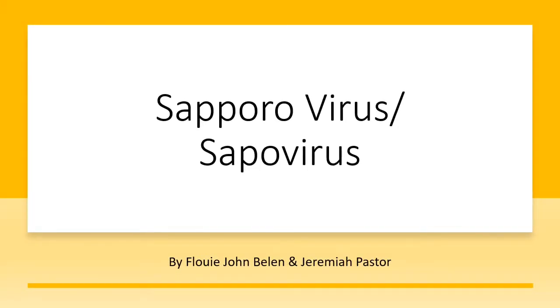My name is Jeremiah Pastor, and my partner's name is John Ruelle. In this short presentation, we will be discussing the steps we took to properly spread awareness on the Sapporo virus. These steps include the initial gathering of the information, the setup of the brochure, and the method we chose to spread the information, and why we chose that specific method.